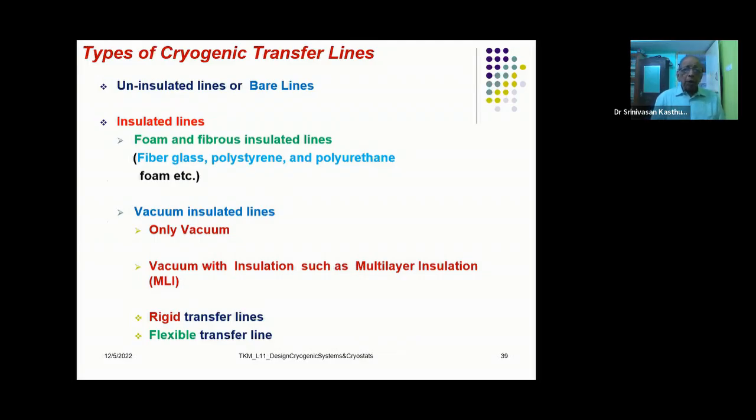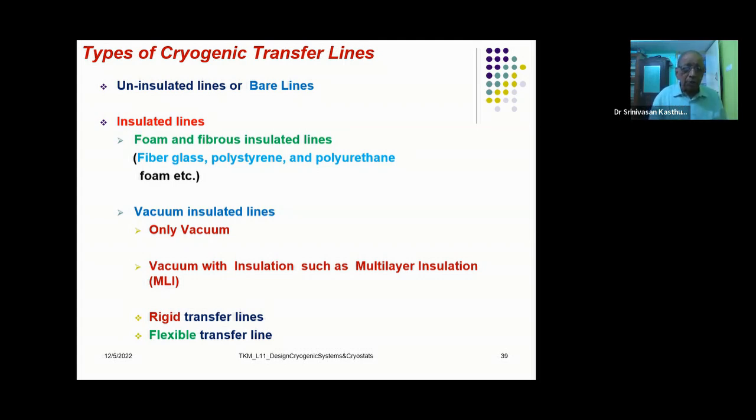Now coming to the transfer lines, you can think of several types of transfer lines. One transfer line is the uninsulated line. That means just bare lines. The bare lines are useful for simple, short-time transfer of cryogenic fluid from one side to the other.